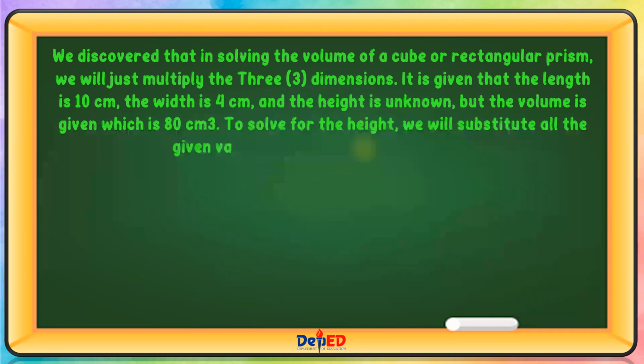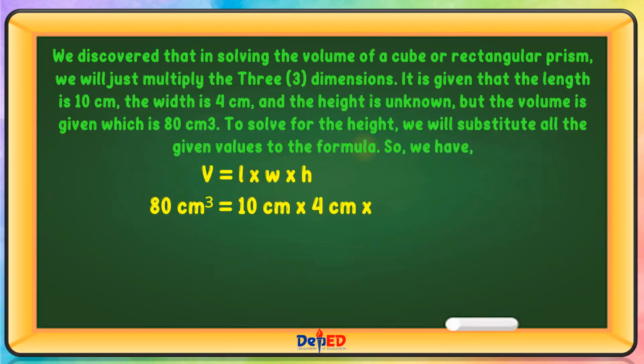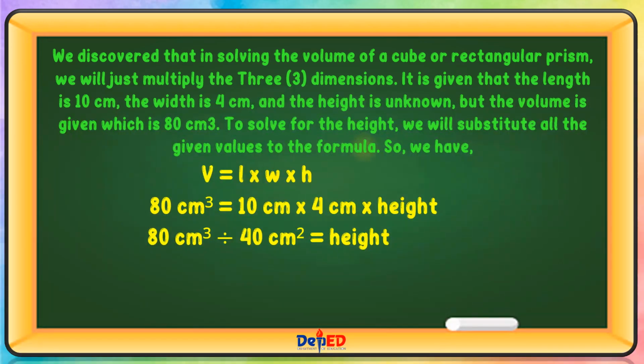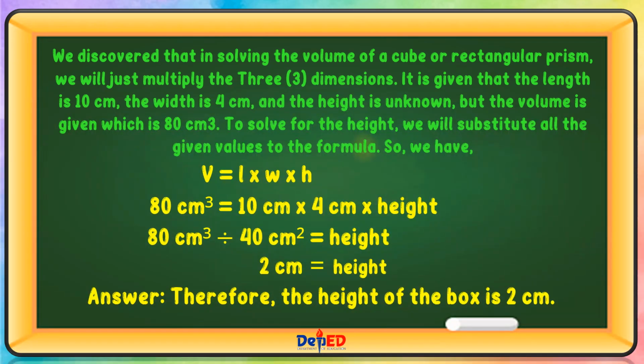To solve for the height, we will substitute all the given values to the formula, so we have volume is length times width times height. 80 cubic centimeters equals 10 cm times 4 cm times the height. 80 cubic centimeters divided by 40 square centimeters equals height. 2 cm equals height. Therefore, the height of the box is 2 centimeters.